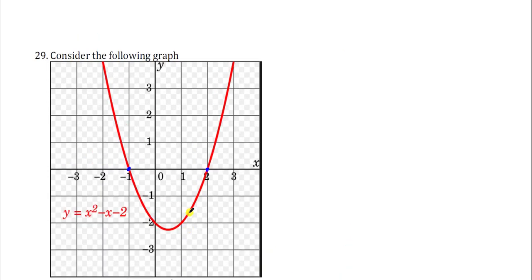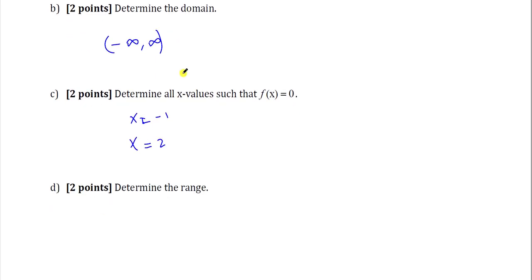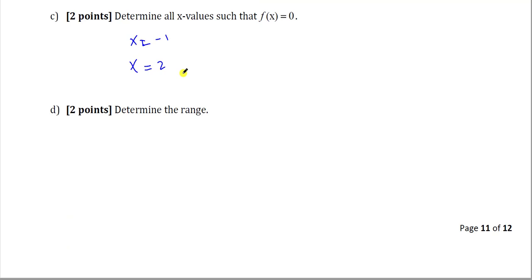Now, in order to know the range, we need to figure out the value of the vertex right here, because the range is from the lowest point all the way up, right? So you need to find the y coordinate of the vertex. Remember, the vertex has the formula of minus b over 2a and f of minus b over 2a.